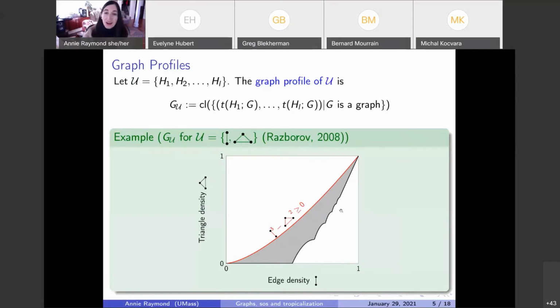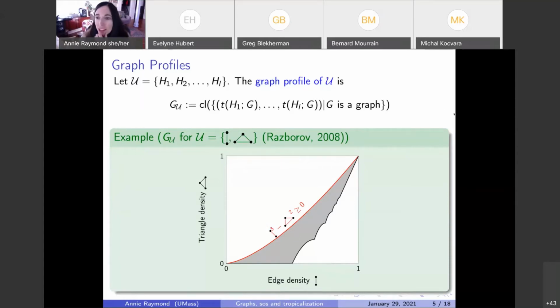We don't actually know in general that these graph profiles can be written as the intersection of countably many polynomial inequalities. We don't know that. We don't know that it should be almost everywhere differentiable. We know very little about them in general, but okay, sometimes you do have these polynomial inequalities. So how do we certify them?